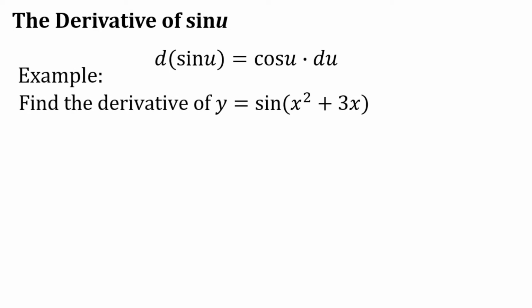For example, let's have the derivative of sin u. So this is the formula. Find the derivative of y equals sin of x squared plus 3x. First, let us represent u. U equals x squared plus 3x. So du will be equal to 2x plus 3.